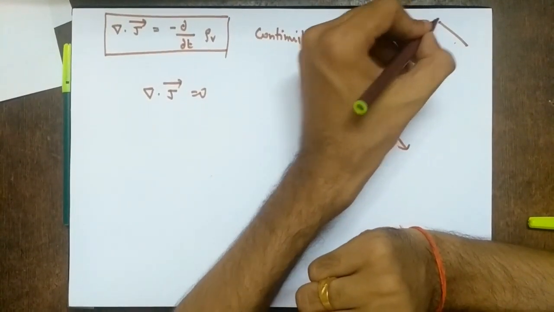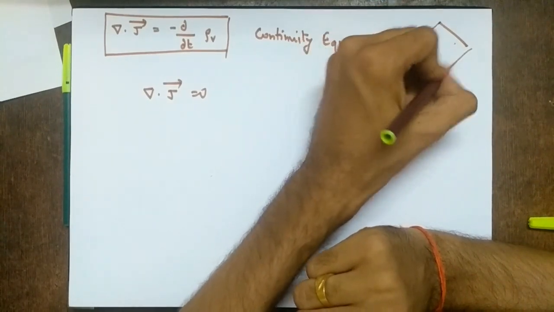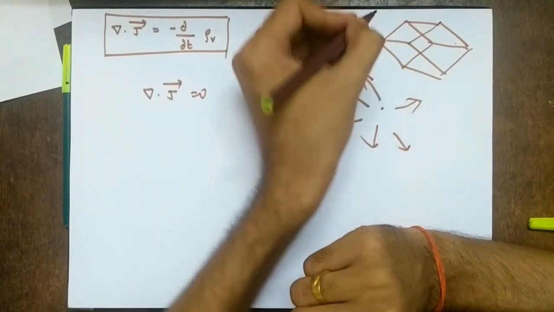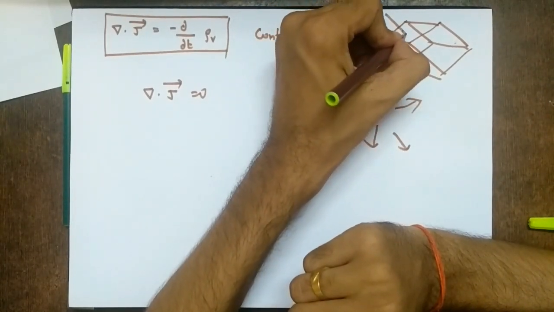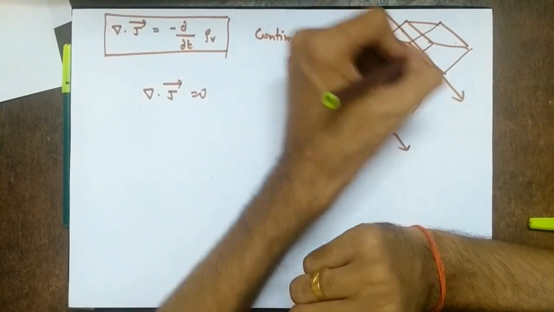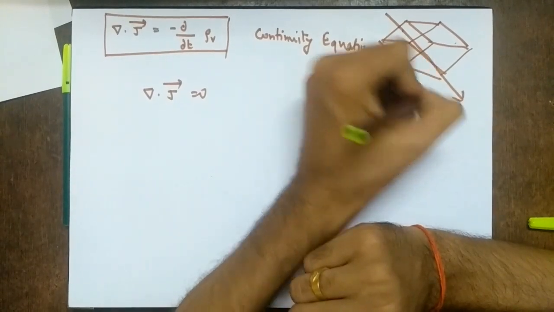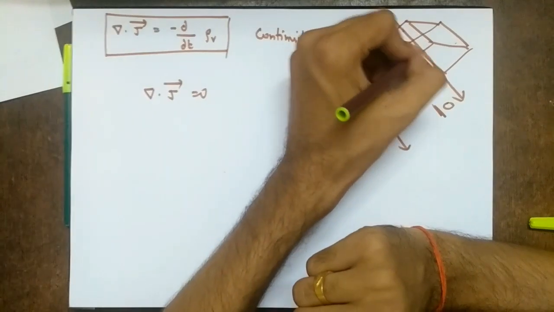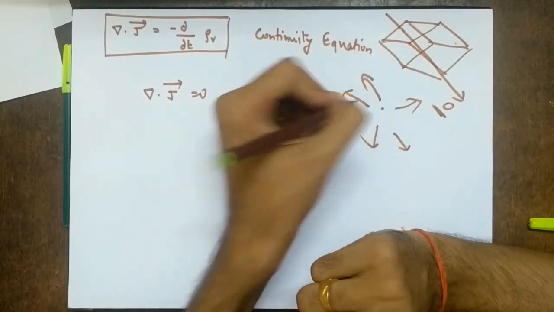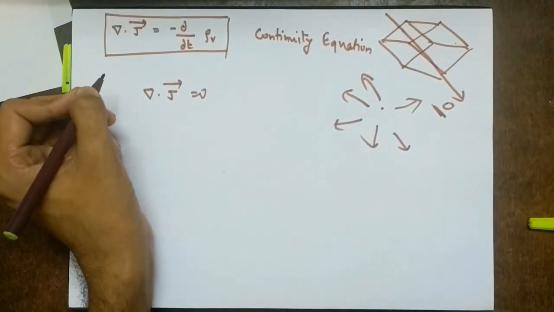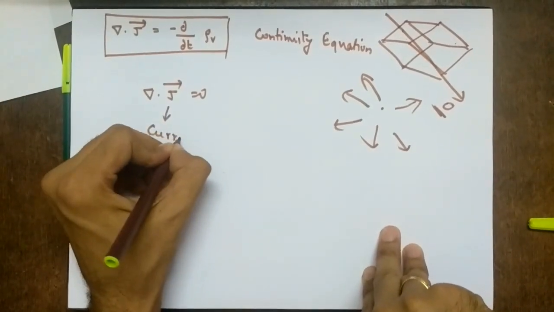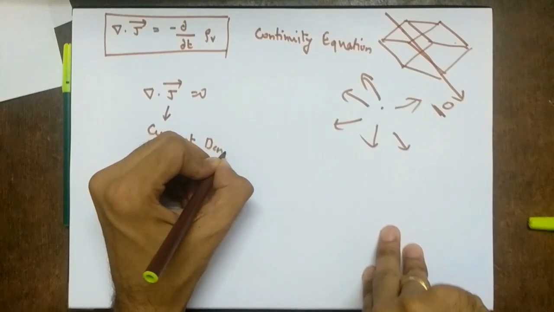So if I take a cube, and if something is going like this, it is entering as well as exiting. So the divergence will be what? 0, because something is entering as well as exiting. So here the divergence is positive, here it is 0, and if something is going inside, it is negative, right? So what is j vector? Current density, right?